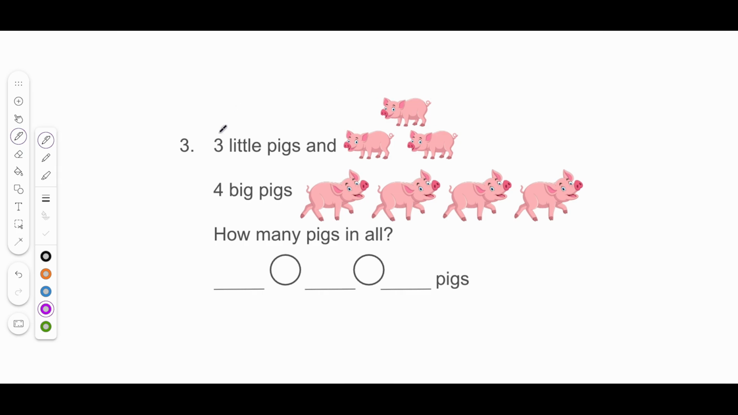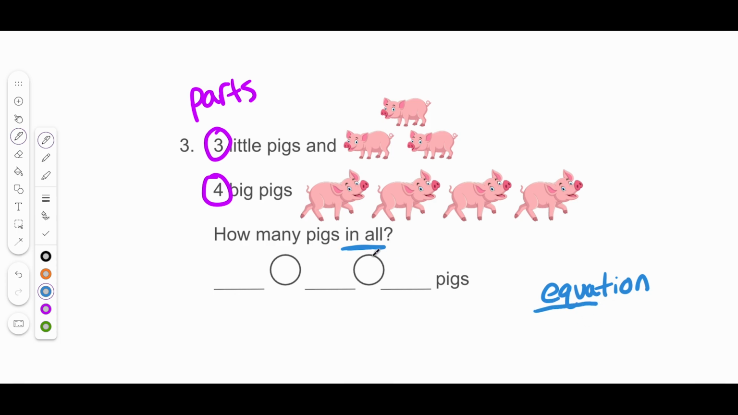In number 3, it's the same as number 2. Your student is in charge of recognizing what are the parts and how can I write this as an equation to figure out how many pigs there are in all. Equation means there's going to be an equal sign. The word equation almost has the word equal in it. So we're going to say these 2 parts, if I add them together, will tell me how many pigs there are in all. The parts are the 3 little pigs and the 4 big pigs. The size doesn't matter. They are just asking for how many pigs there are in all. And the total would be 3 plus 4.